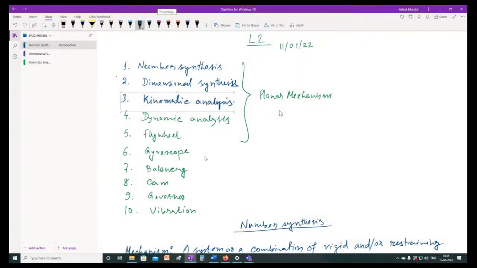My target was to complete gyroscope. Flywheel, Dr. Sahu said that he will teach flywheel in the design of machine elements. So he said I should not teach you this, but I will teach you a little bit.